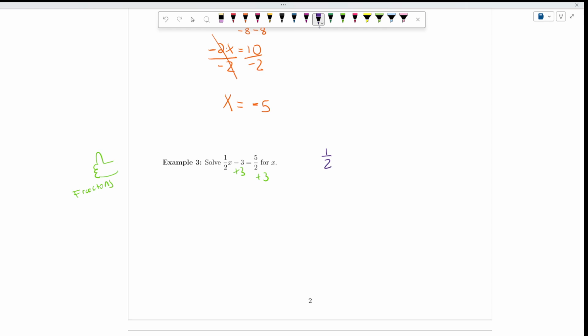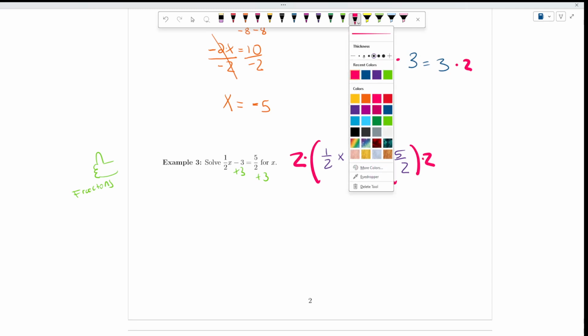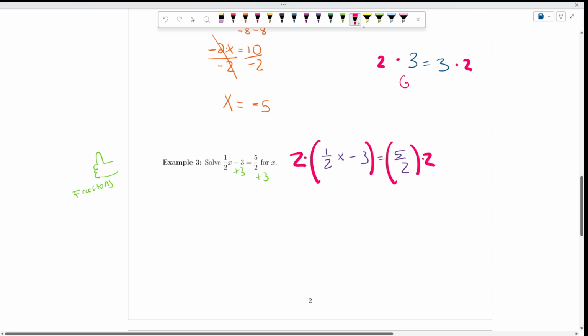So I'm going to take my 1/2 x minus 3 is equal to 5/2, and I'm going to multiply everything by that denominator 2. And I'm allowed to do this, right? Because if 2 is being multiplied on one side, 2 is being multiplied on the other side, that's like me saying, hey, 3 is equal to 3, and I say, well, let's multiply this by 2, and let's multiply this by 2, and that works out very well, right? So that is technically a legal move. This is 6, this is 6, I'm allowed to do that.